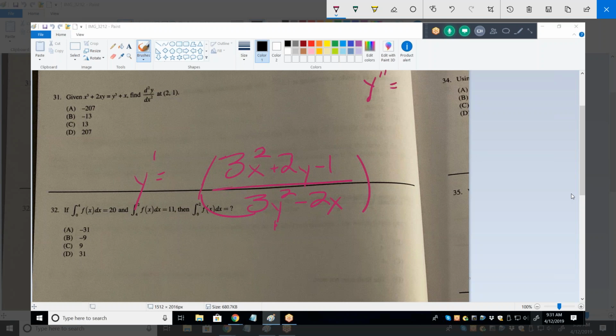Y double prime equals, so low d high, so low, so 3y squared minus 2x times 6x plus 2 y prime. Oh, yeah. 6x plus 2 y prime. Yeah, there's no way I was writing small enough. Let's see. All right. Minus what? Here, let me do this because we're going to lose track. This thing's going to get complicated real fast. It already is.